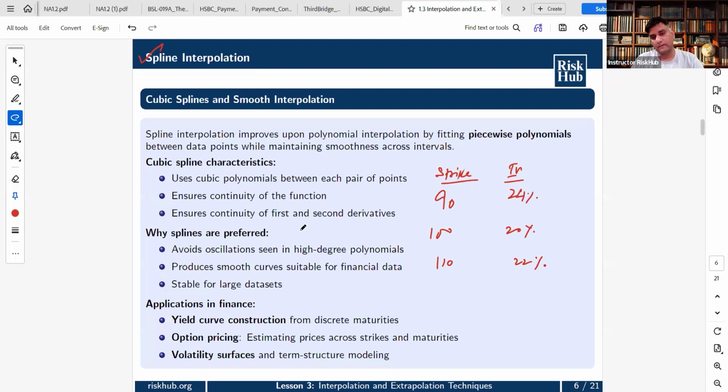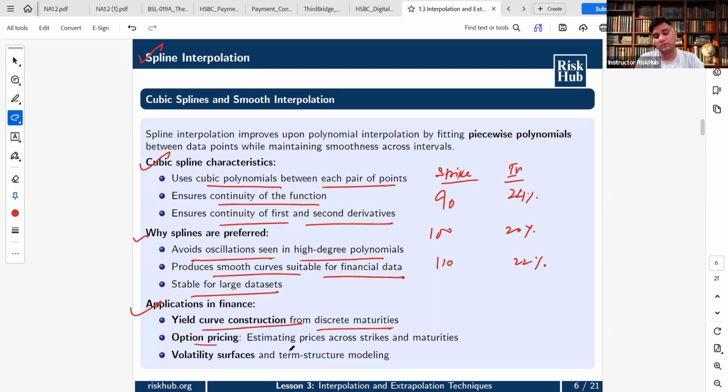Risk management: unstable interpolation can produce unstable Greeks, VaR, stress losses, or hedge ratios, which are very important here. Okay. So, cubic spline characteristics: it uses cubic polynomials between each pair of points. Ensure continuity of the function, and ensure continuity of first and second derivatives. But splines are preferred because they avoid oscillations seen in high degree polynomials, produce smooth curves suitable for financial data, and are stable for large data sets. Applications in finance: yield curve construction from discrete maturities, option pricing estimate price across strikes and maturity, volatility surface, and term structure modeling.